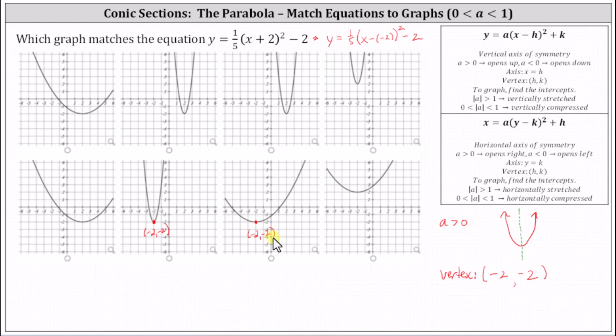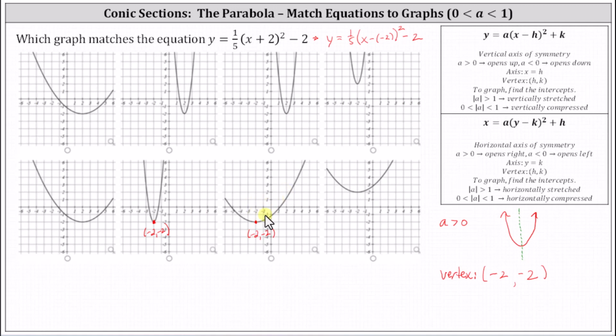One way is to consider the absolute value of a. The absolute value of 1/5 is 1/5. If the absolute value of a is greater than 1, the parabola is vertically stretched, which makes the parabola more narrow. If the absolute value of a is between 0 and 1, which is our case, the graph is vertically compressed and is more wide, which means this graph here is the correct graph.